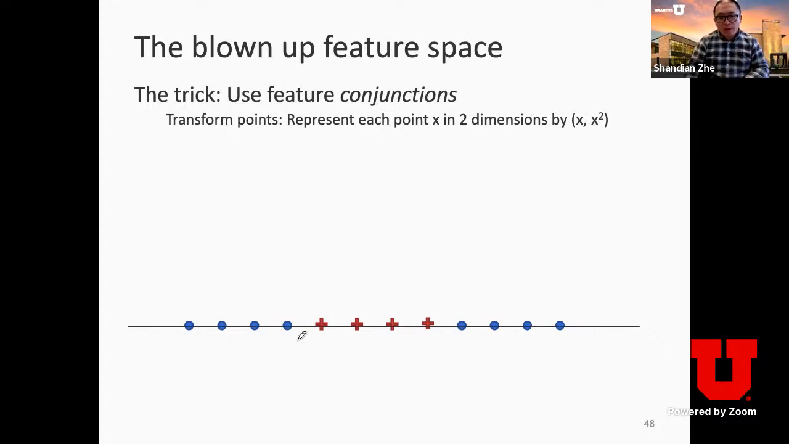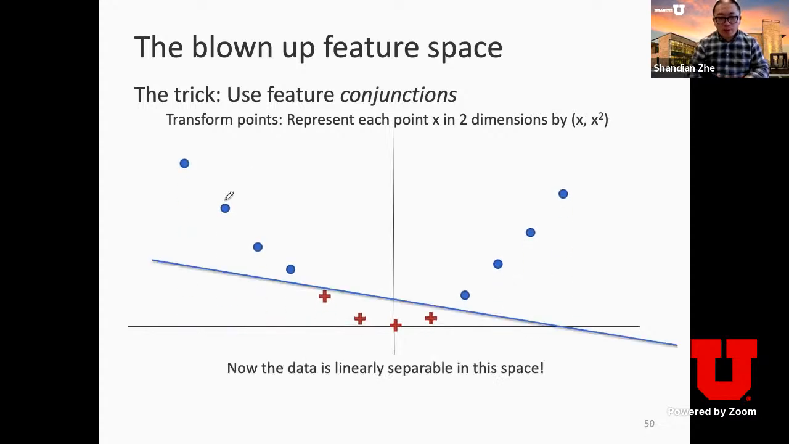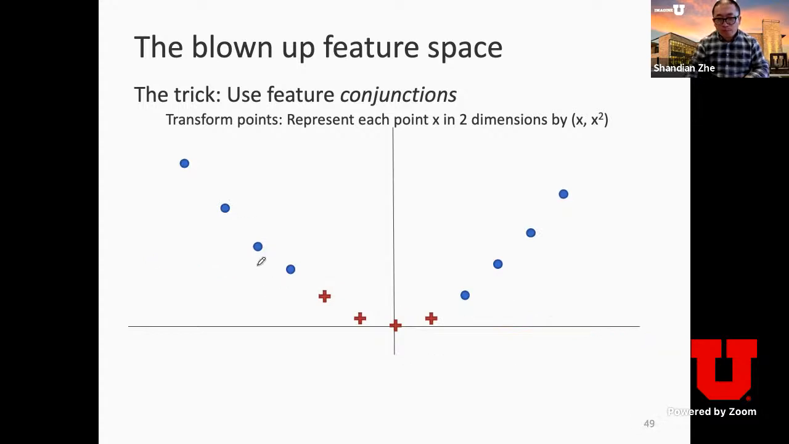So now each point in the original space is represented by a two-dimensional vector, meaning that we place them in a two-dimensional space. This is called feature mapping or feature transformation. Now let us look at the locations of those transformed inputs. Here is the two-dimensional space. Remember, each input is now represented by the original location x and x squared.